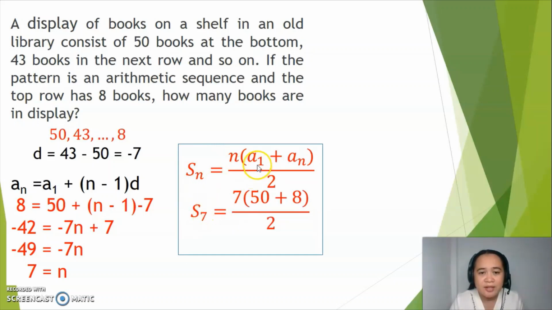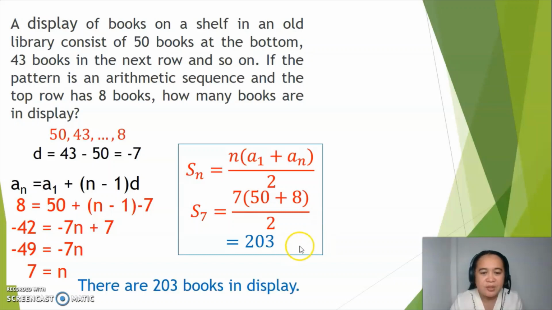So n is 7, the first term is 50, and the last term is 8. So simplifying this, we will end up with 203. So there are 203 books in display.